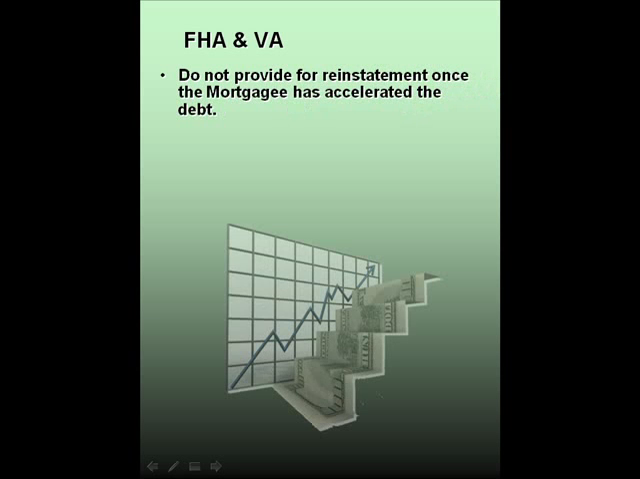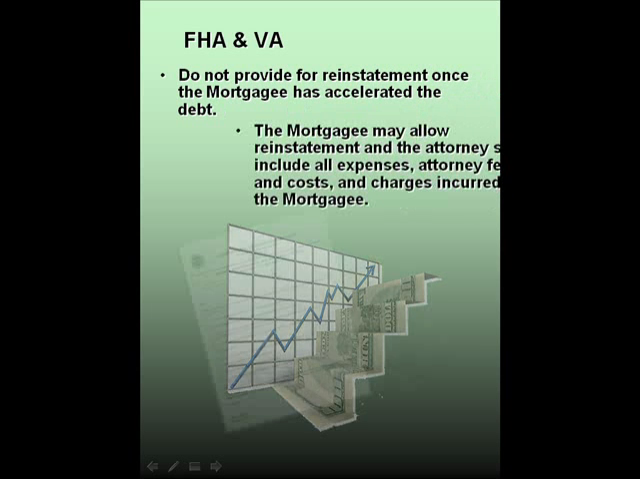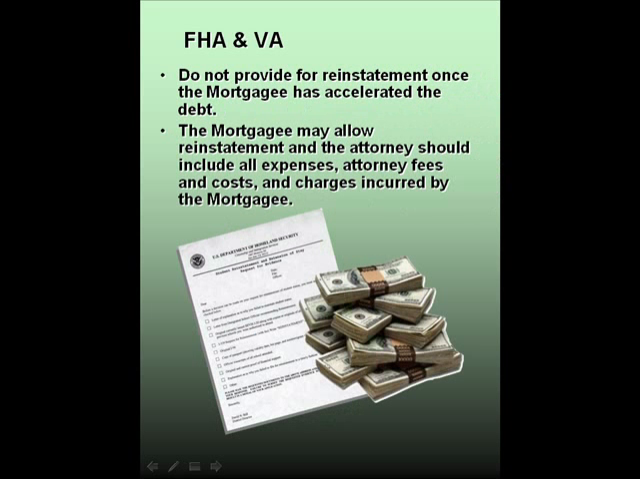Most conventional mortgage forms give the mortgager the right to reinstate, and most FHA and VA forms do not provide for reinstatement once the mortgagee has accelerated the debt. On FHA and VA mortgages, the mortgagee may allow reinstatement, and the attorney should include all expenses, attorney fees, and costs and charges incurred by the mortgagee.